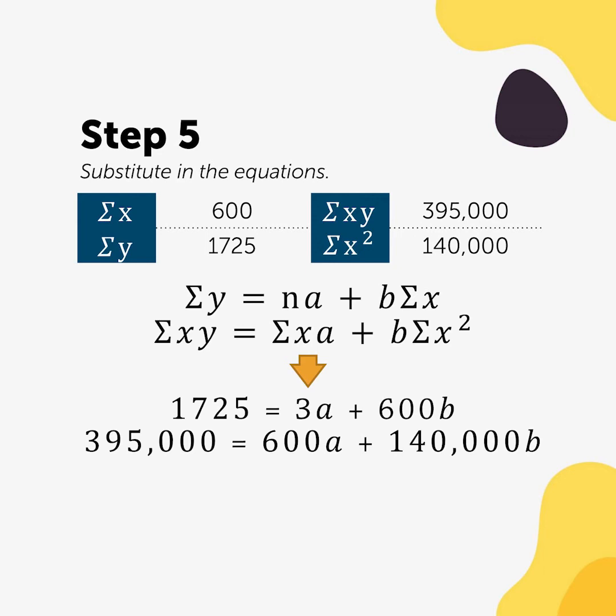N equals 3. So, 3A plus the B times summation of X. Yung summation naman ng X is 600. So, we have 600B. So, moving on with the next equation, summation of XY, that is 395,000 is equal to summation of x times a, which is 600a, plus b times summation of x squared. So yung summation of x squared, 140,000 times b. And there you have it. We now have the set of equations to be able to solve fixed cost as well as the variable cost per hour.